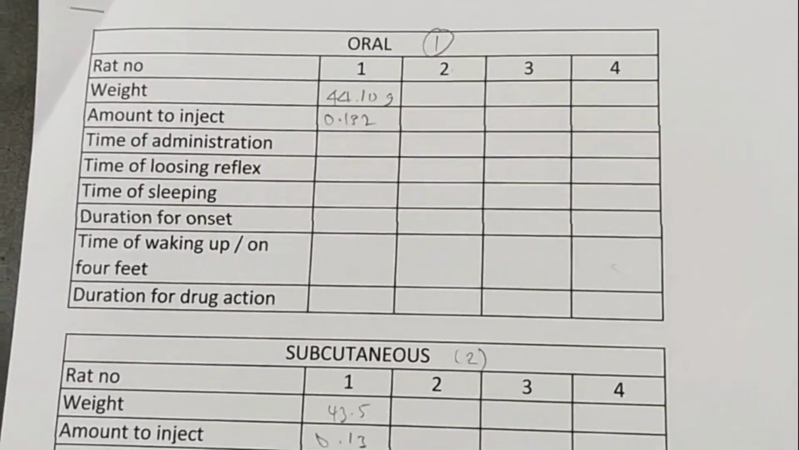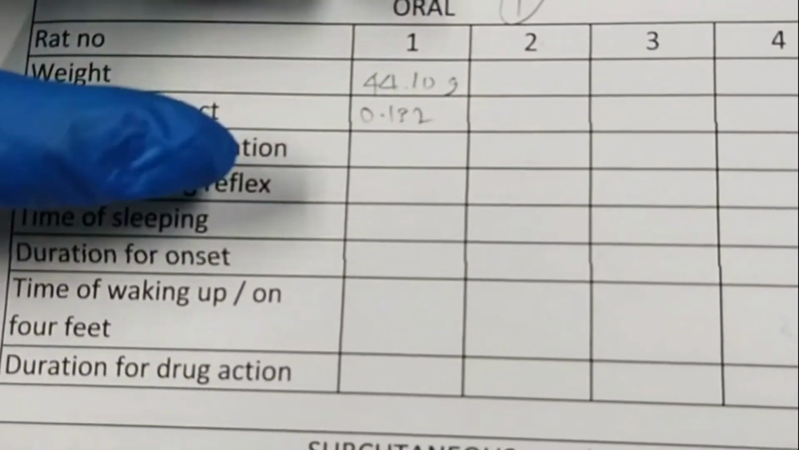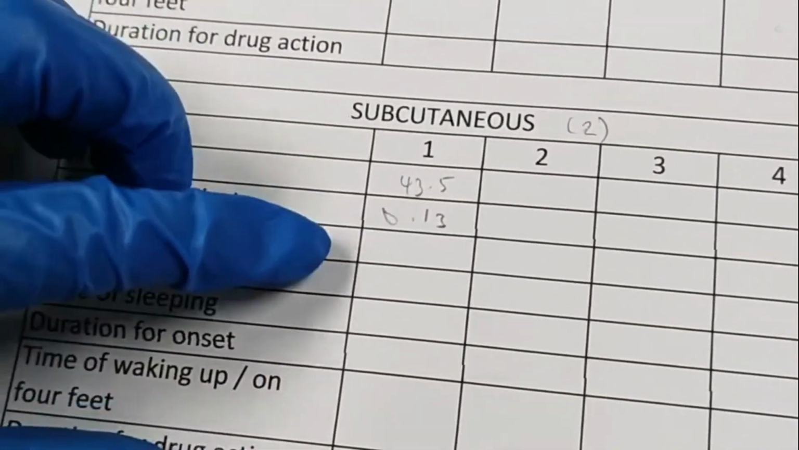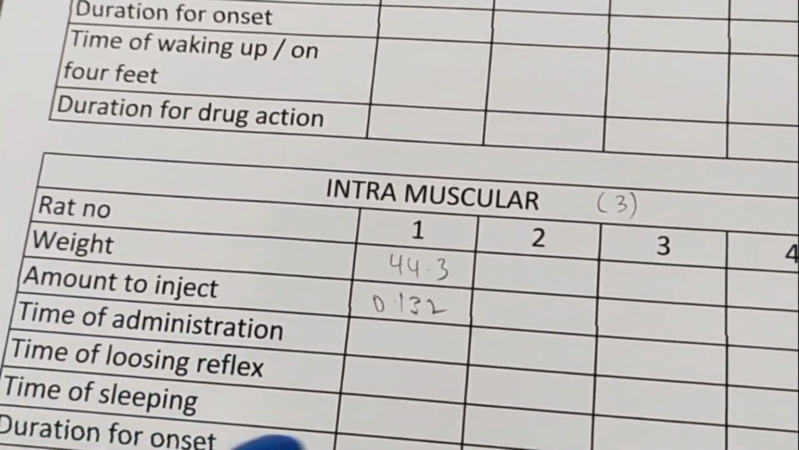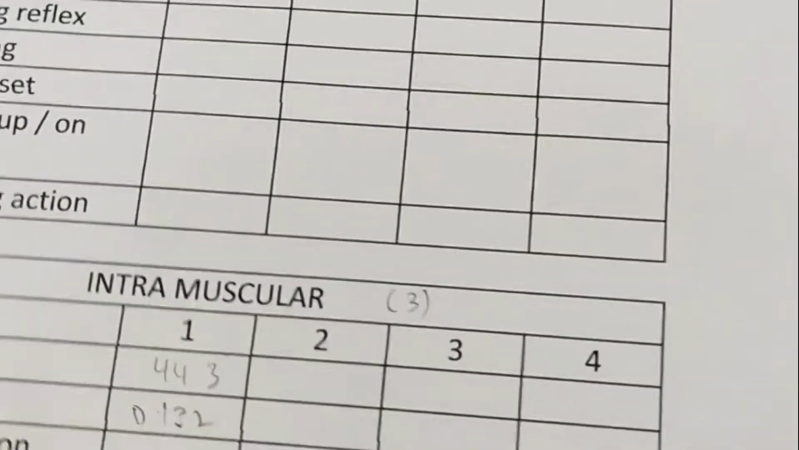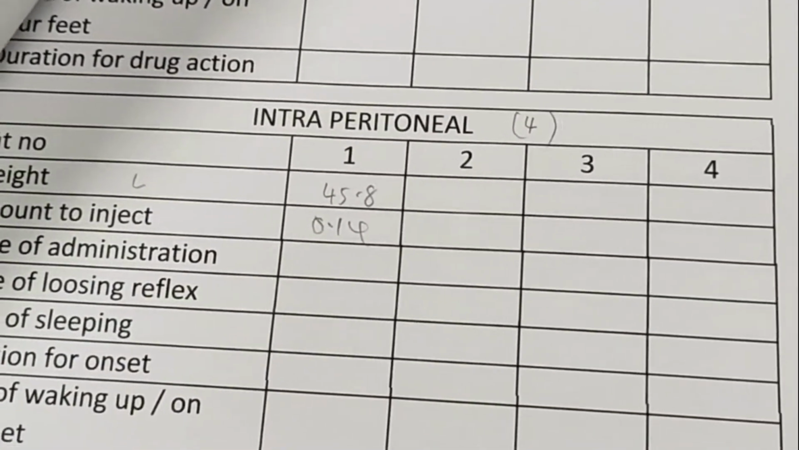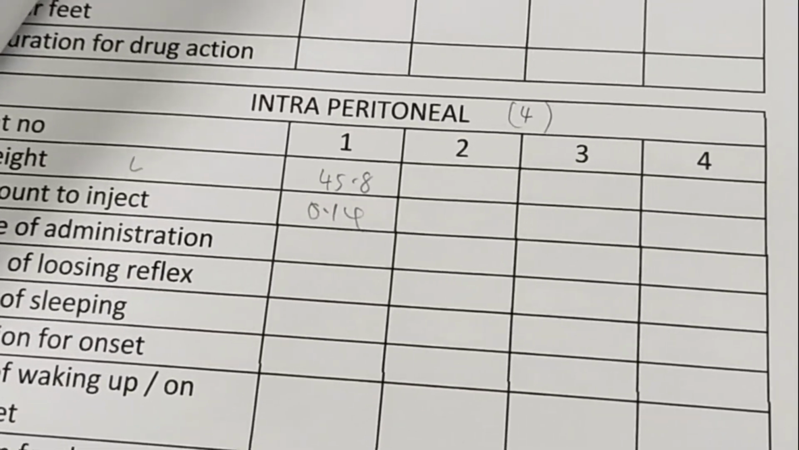So after calculation, this is the volume that we get for the injection. For the oral, we got around 0.13 ml. For the subcutaneous injection, we get around 0.13 ml as well, and for the IM, we got around 0.132 ml. And lastly, for the IP, sorry, we got around 0.14 ml for the IP.